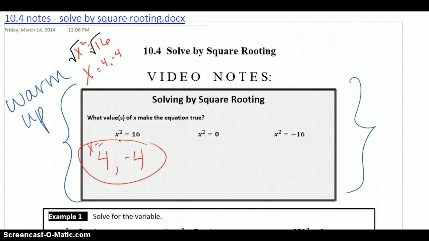For part 2, x squared equals 0. What can I plug in for x there? 0. Can I plug in anything else? Okay, so if x squared equals 0, the only solution is x equals 0.